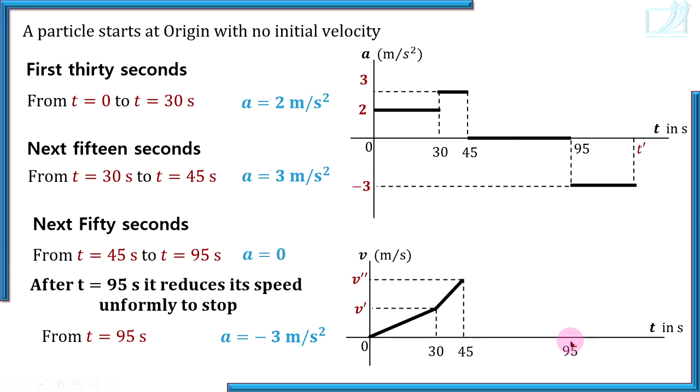45 seconds to 95 seconds, the velocity diagram is a horizontal line. And what happens after that? Speed reduces uniformly. Acceleration is negative, which means it is a negative slope for the VT diagram. Negative slope means a downward slope for the VT diagram.